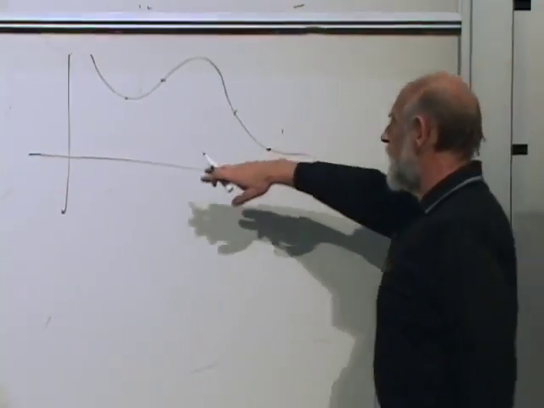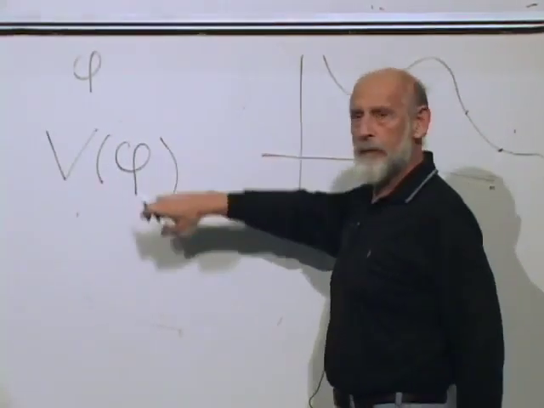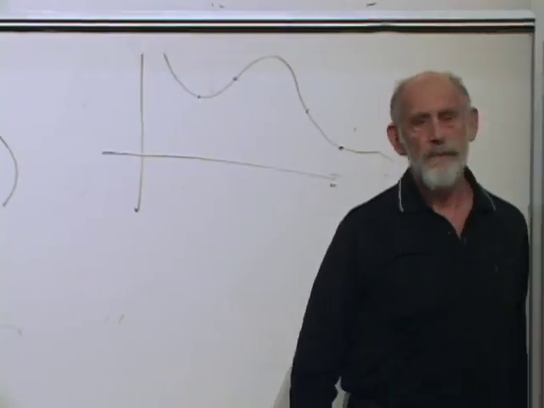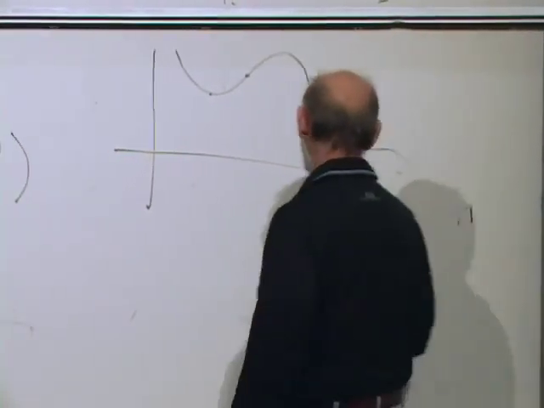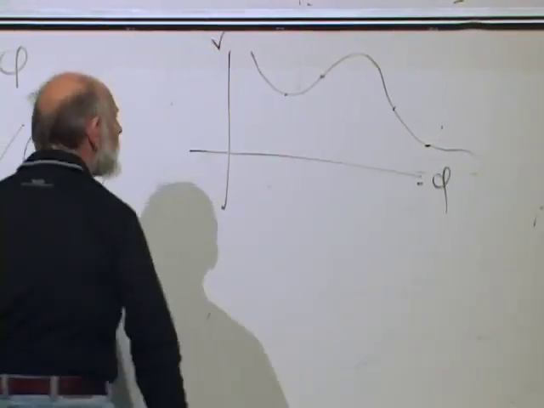But it can vary. Can I ask a question about that drawing? What's the horizontal axis? Phi. And the vertical axis is V. Okay. Right.